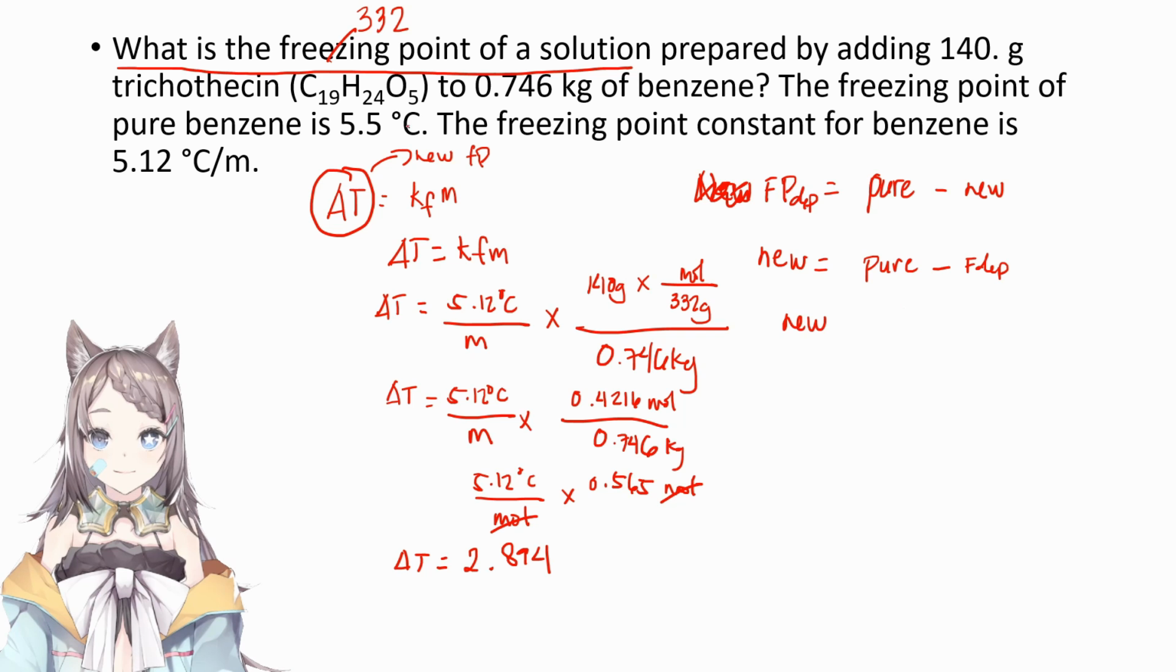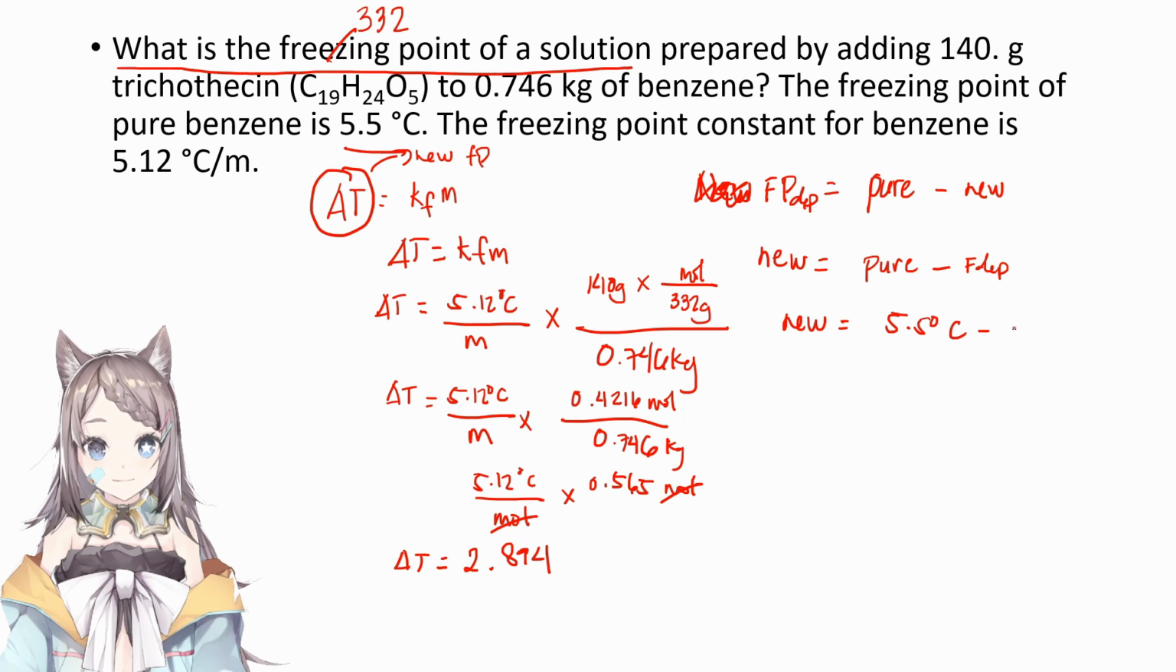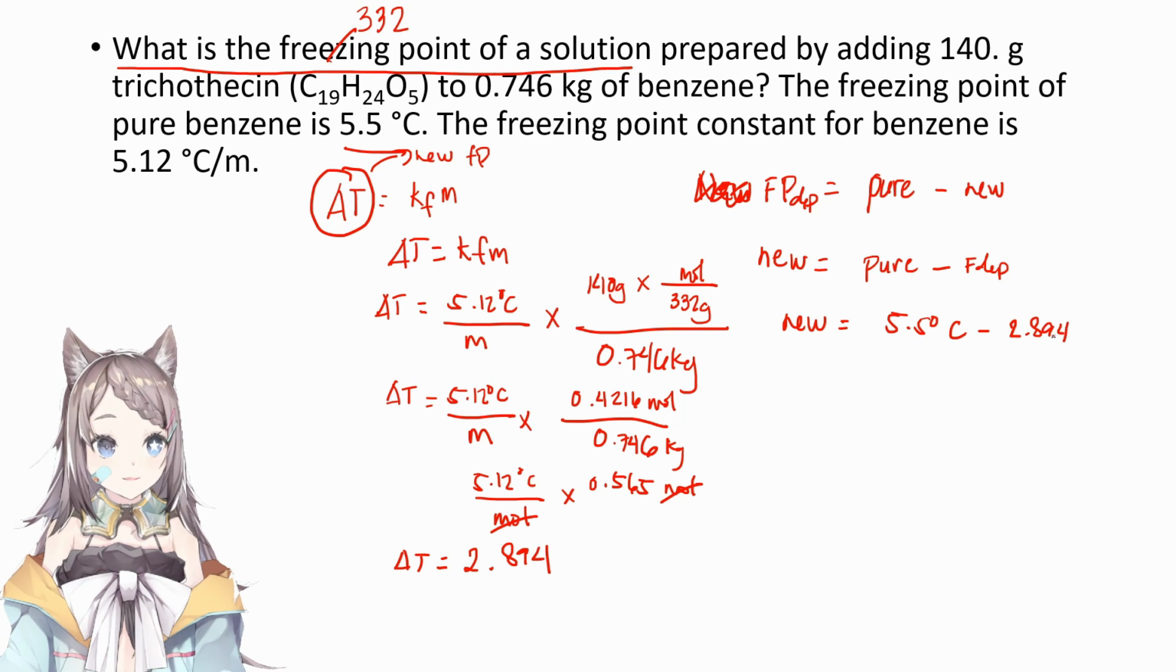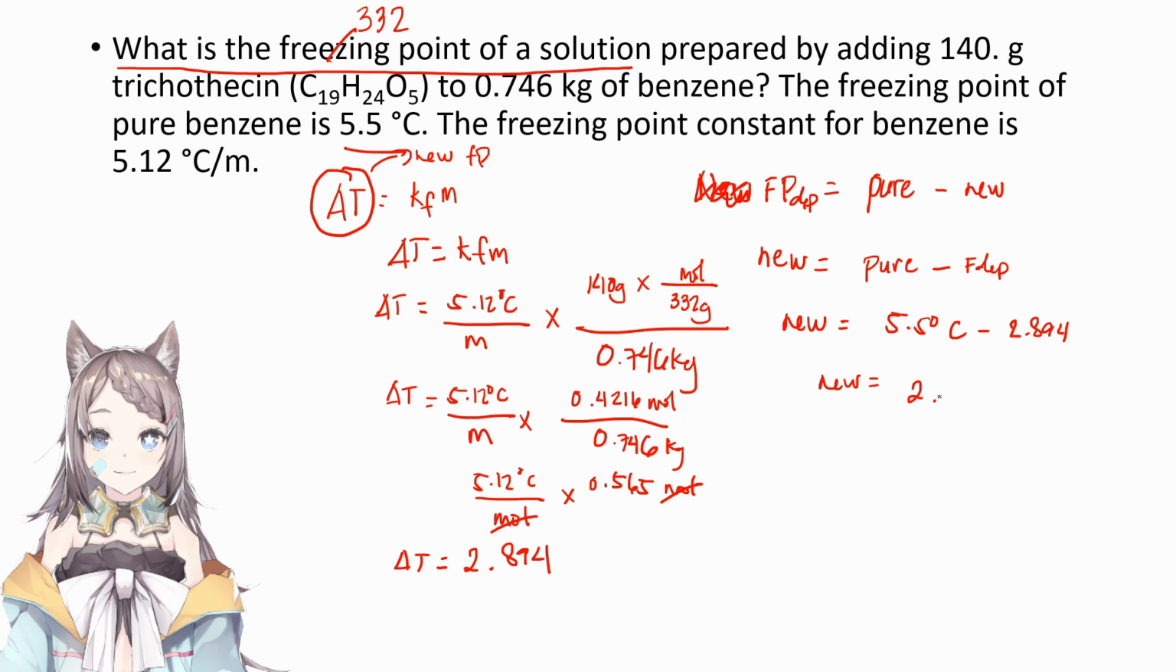Our pure is 5.5 less our freezing point depression of 2.894. Our new freezing point is now 2.605 degrees Celsius. It is still positive because we started at positive 5.5 degrees Celsius as our freezing point.